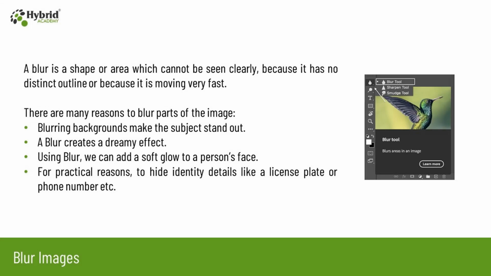A blur is a shape or area which cannot be seen clearly because it has no distinct outline or because it is moving very fast. There are many reasons to blur parts of an image. Blurring backgrounds makes the subject stand out. A blur creates a dreamy effect. Using blur, we can add a soft glow to a person's face. And for practical reasons, we use blur to hide identity details like a license plate or phone number, etc.